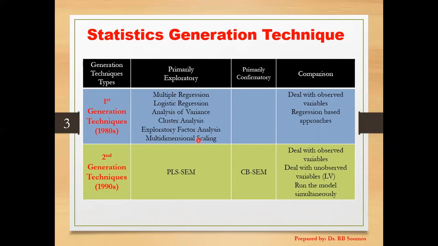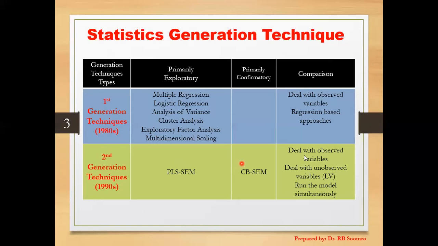But now in the second generation, all these have been replaced by partial least squares structural equation modeling. Nowadays we are using this type of technique, which you can run in different software. From the 90s onwards, people are using PLS-SEM. And if you want to confirm your results, that is, if you enter the confirmatory approach, then you are required to go for CB-SEM, the covariance based structural equation modeling. This is another approach. Normally we call PLS-SEM the variance based structural equation modeling approach, and this is the covariance based structural equation modeling.